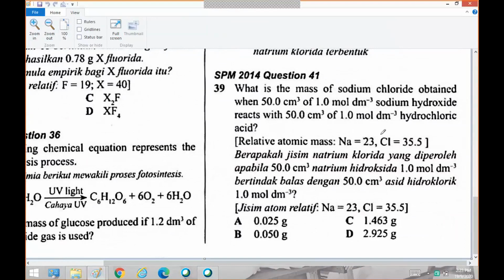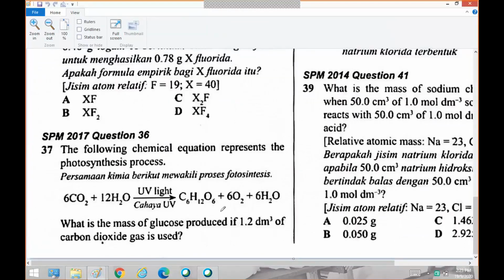You can see that they didn't give you the equation. You have to write that down. So write down the equation and then you calculate how many moles you have. But because this one involves a solution, you must use MV. Never mind that. Like I said, I promise number 37, we're going to go for that.